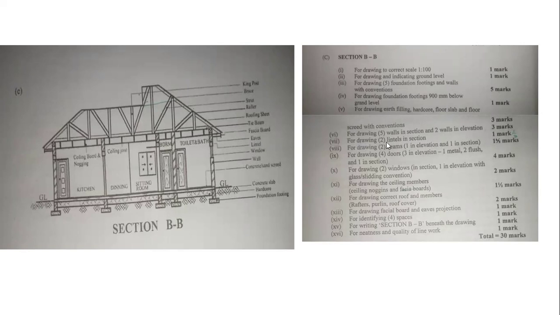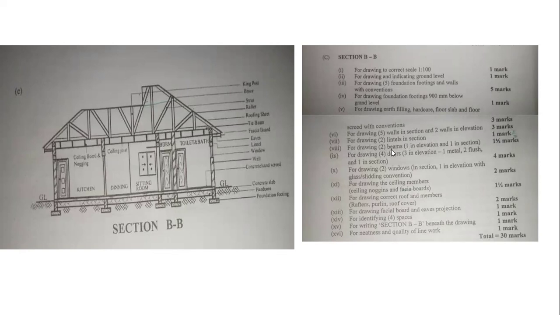And for drawing 2 lintels in section, 1 mark. So what are those two lintels in section? This is the lintel, and this is also a lintel. The lintel on top of this door and that of this window. So those are the 2 lintels. You can see that it is indicated here as a lintel, and we also have 1 here. So for drawing 2 lintels in section, 1 mark is awarded to that.